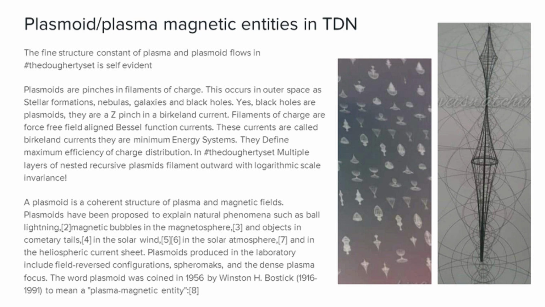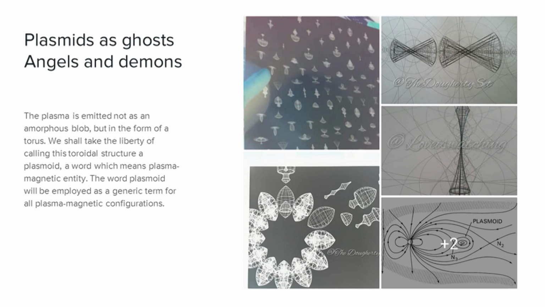We heard that rhetoric. Plasmoids as ghosts, angels, and demons. The plasma is emitted not as an amorphous blob, but in the form of a torus. Plasmoids are toruses. Every single plasmoid is a torus. It just has a mouth and an anus, like you. It has an opening and a closing, and that's what plasmoids are. The word plasmoid will be employed as a generic term for all plasma magnetic configurations.